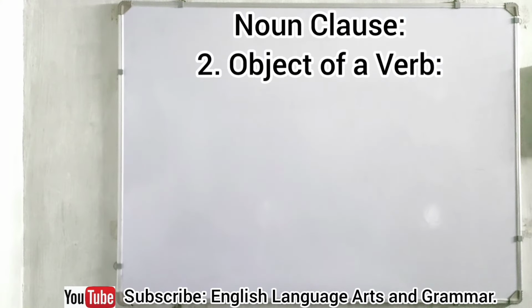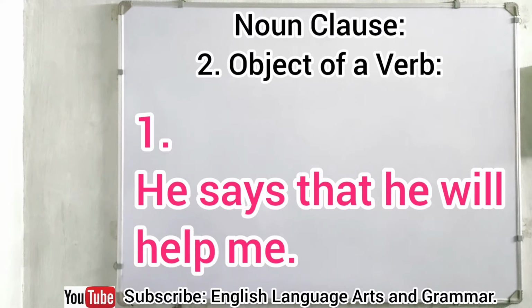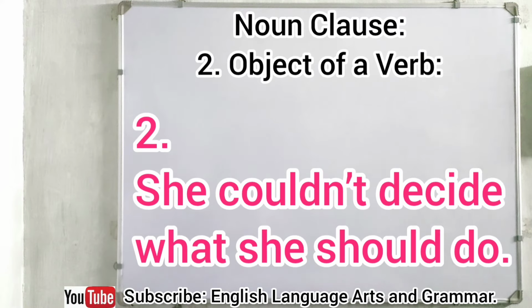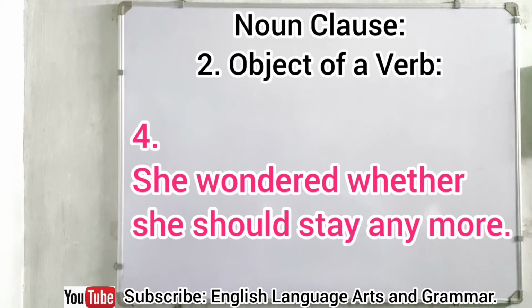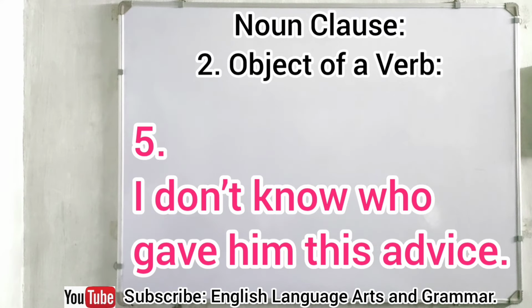Object of a verb. Example 1. He says that he will help me. Example 2. He couldn't decide what she should do. Example 3. You must learn when you should speak. Example 4. She wondered whether she should stay anymore. Example 5. I don't know who gave him this advice.